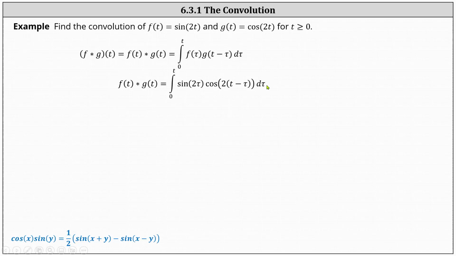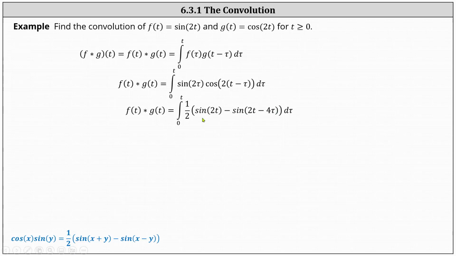For the next step, we will apply the trig identity shown here at the bottom of the screen, where cosine x times sine y equals 1/2 times the difference of sine of the quantity x plus y and sine of the quantity x minus y. Be careful when applying this identity because the cosine function in our integrand function is the second part, and the sine function is the first part. After applying the trig identity, the result is an integrand function of 1/2 times the difference of sine 2t and sine of the quantity 2t minus 4 tau. You may want to pause the video and verify this result.